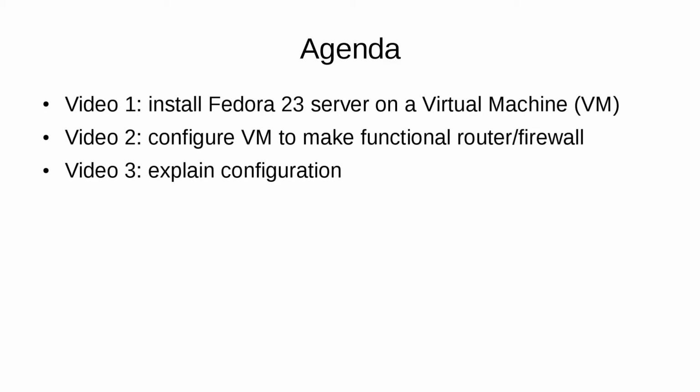So what is the plan? In video 1 we are going to install a Fedora 23 server on a virtual machine. In video 2 we are going to configure this virtual machine to make a functional router firewall. And in video 3 we will go into more detail on the configuration of this router firewall.